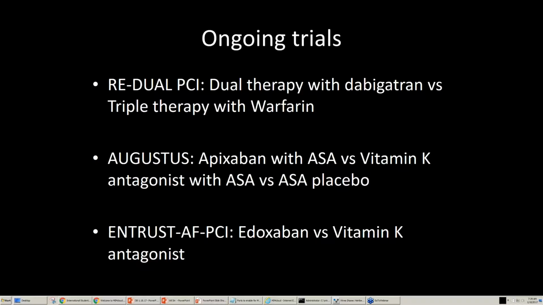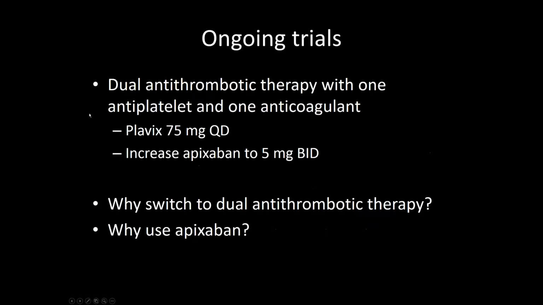Okay. All right. So these are the ongoing trials that will help us answer the question of what to do with these patients that need anticoagulation and dual antiplatelet, or just antiplatelet therapy because they had a recent stent. So from this, the next question was what to do with our patients. What was decided was, again, dual antithrombotic, which would include 1 antiplatelet and 1 anticoagulant. So we decided with the Plavix at 75. The patient was already on Eliquis, so we increased the Eliquis from 2.5 to 5 milligrams.